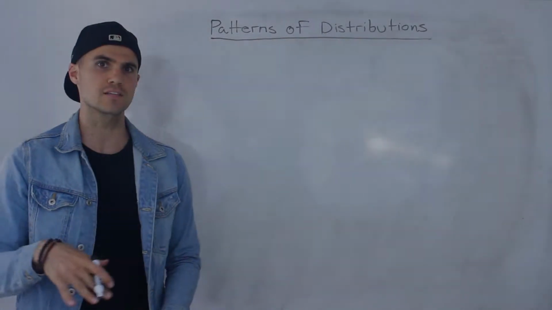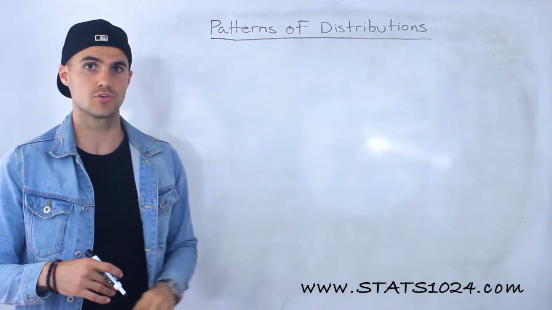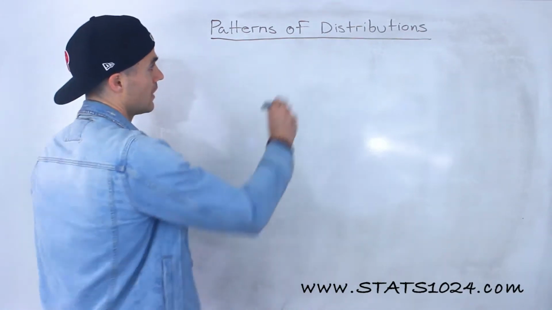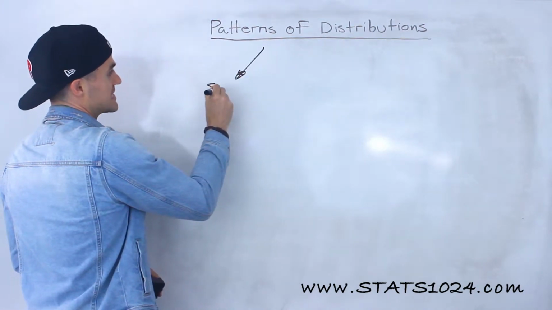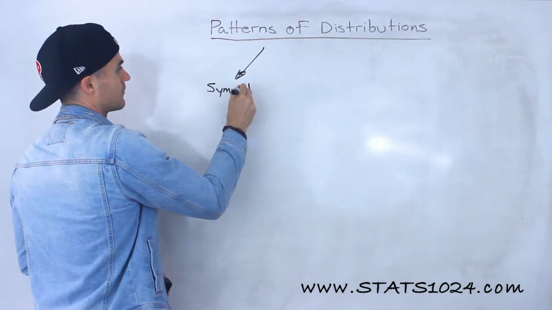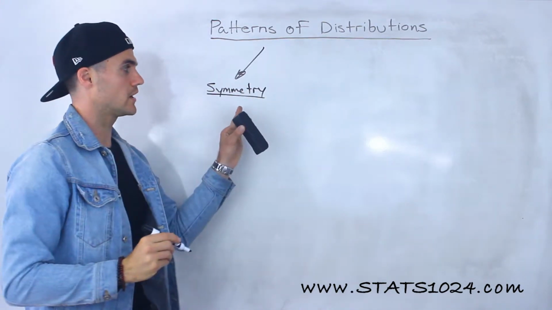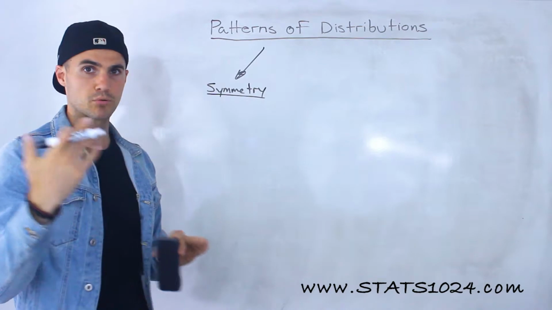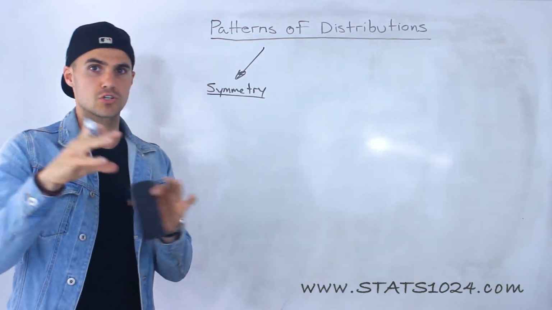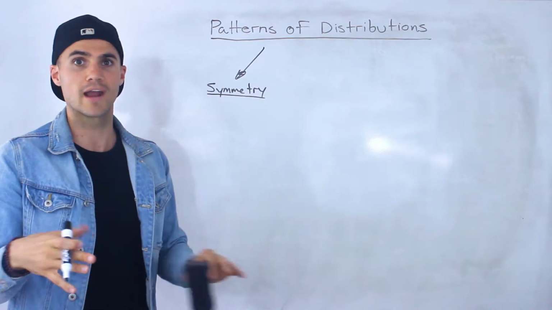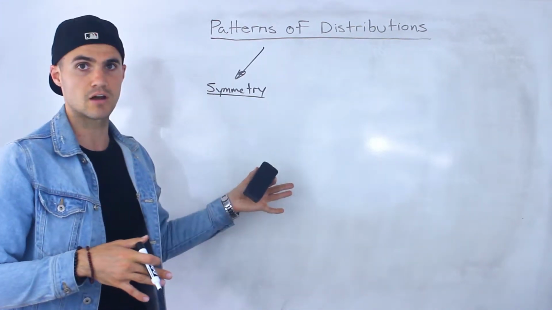Patrick here, and in this video what we're going to talk about is patterns of distributions. More specifically, when I say patterns, I'm going to talk about the symmetry of a distribution, and we've already briefly talked about symmetry in previous examples when I brought up skewness, when a distribution is skewed to the left or skewed to the right. I'm going to be bringing back some of those examples to help me explain these concepts in a little bit more detail.